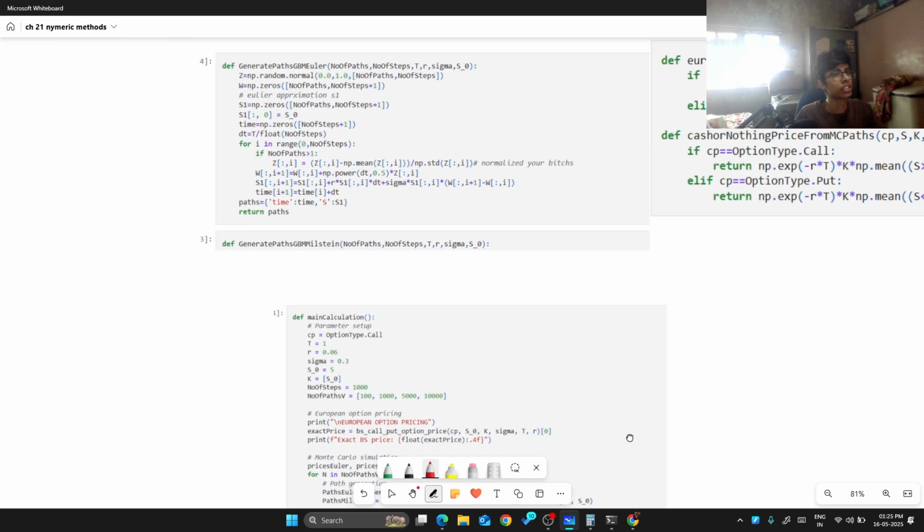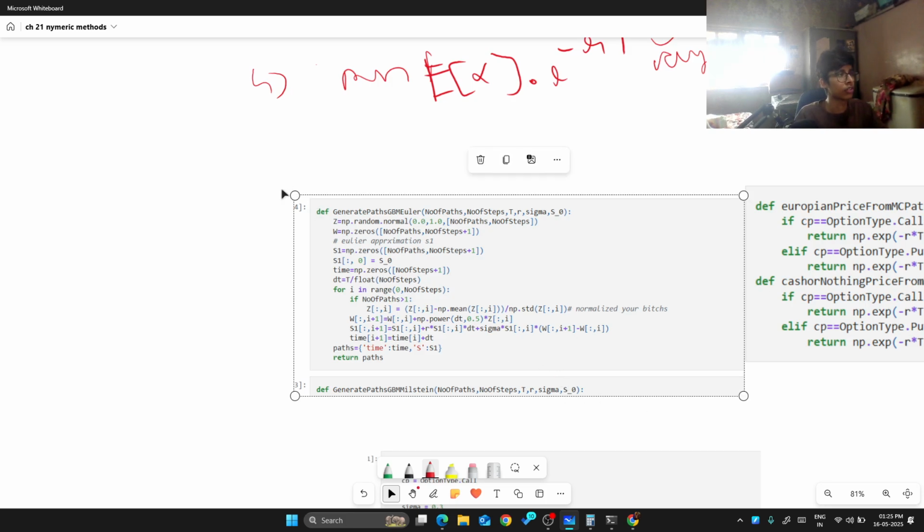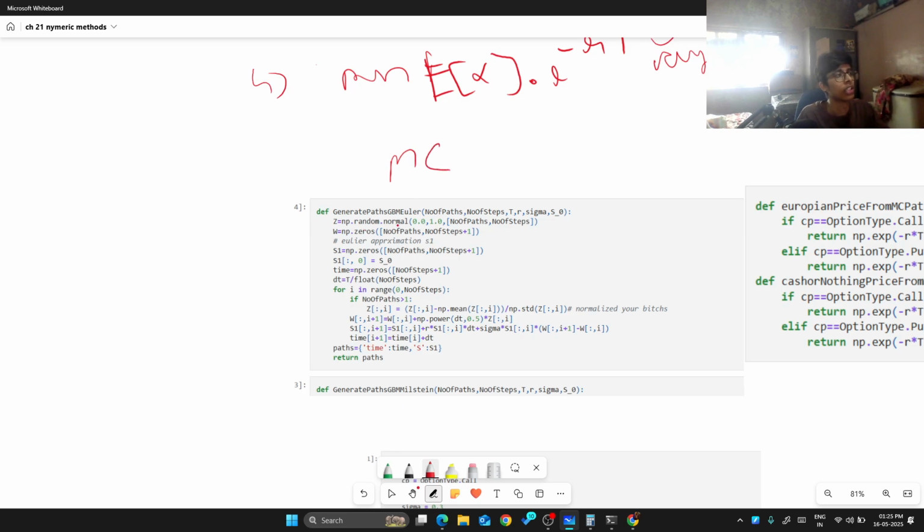Okay, let's start with function number 1. That is our main Monte Carlo simulation. We are fetching the random normal variable from 0 to 1, for the number of paths and number of steps. So for every step there would be a value, and W is an empty array for Brownian motion, to store the Brownian motion, number of paths by number of steps. S1 is our simulated stock price, and it starts from S0.